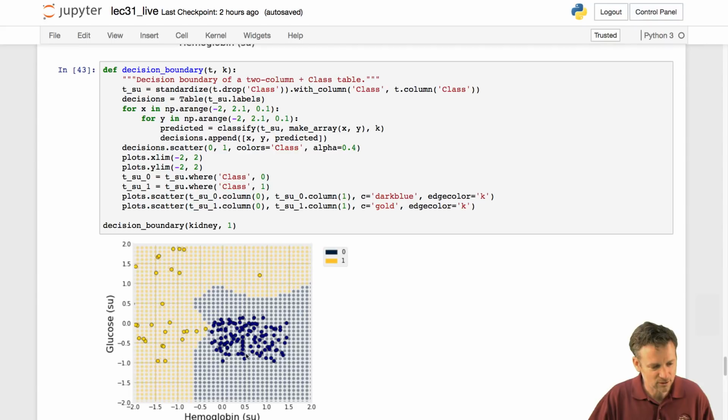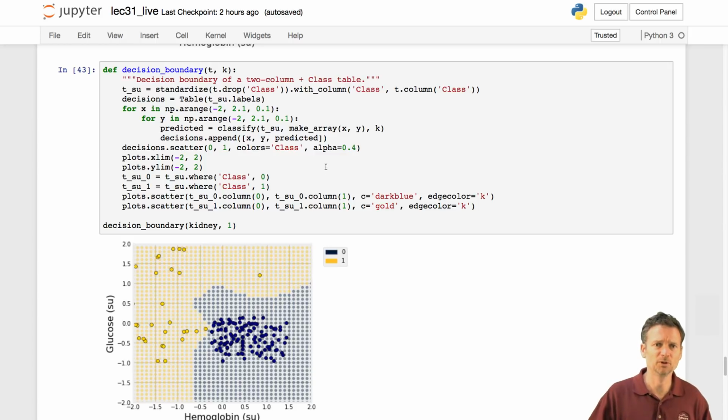My code does, don't bother reading all the code. It just says, let's imagine every possible place where a new patient could be. Every possible blood test result. That's all of these light dots. And let's figure out what prediction the classification rule would make. And let's color the light dot with a light blue or a light yellow according to what prediction the classifier would make. And this lets you very quickly see.